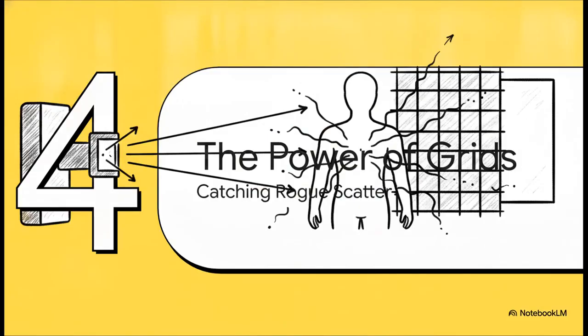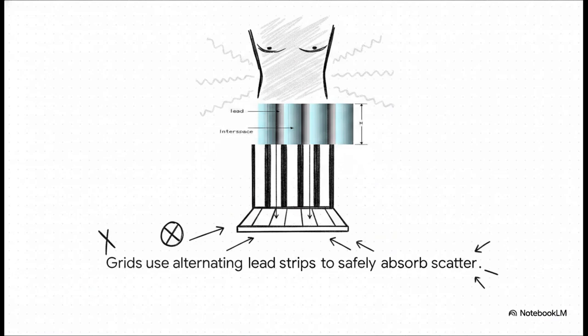Which brings us to Section 4, the power of grids. Here's the thing. When you're imaging a body part thicker than 10 centimeters, scatter becomes a massive headache. To fix this, we use a grid. Think of it as a flat plate made of alternating strips. You've got radiolucent interspaces made of plastic or aluminum and radiopaque lead strips. We slide this grid directly between the patient and the film cassette. The straight-shooting primary beam passes right through the clear interspaces, but that rogue scatter radiation, it flies in at wild angles, slams right into the lead strips, and gets safely absorbed.